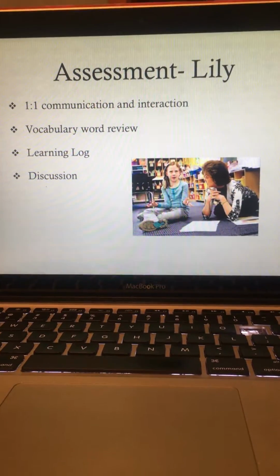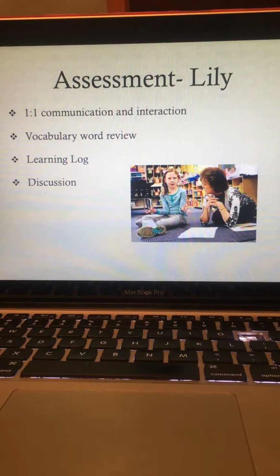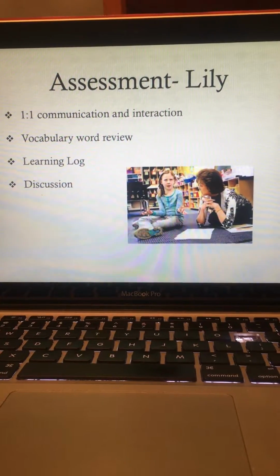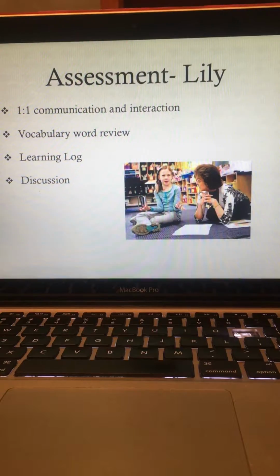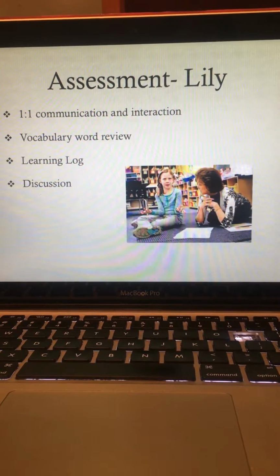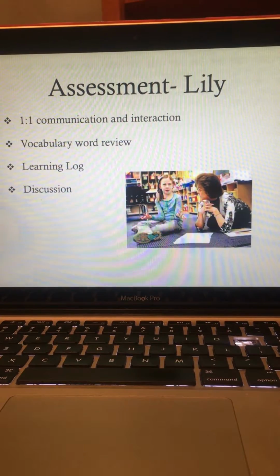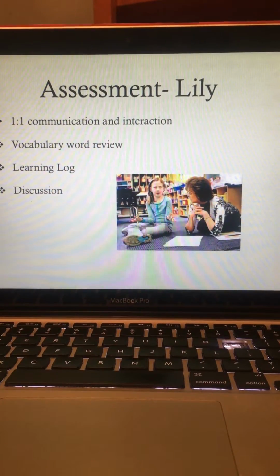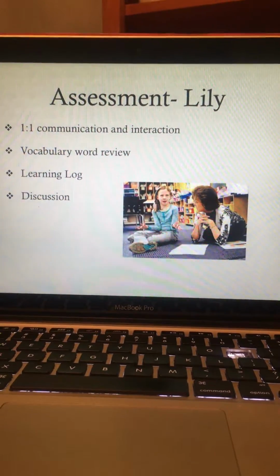The assessment for Lily. For this, I really wanted to focus on one-on-one communication and interaction. I thought it would be best for Lily to have, ideally myself, but that's not always possible. Me as the teacher is what I'm saying. But if I was unable to work with Lily, I would like a para or another teacher or somebody, an adult who would be able to talk with her and interact and listen to her and get ideas of what she's trying to say and what she learned. So I feel like the communicating is what's best for her at this point.